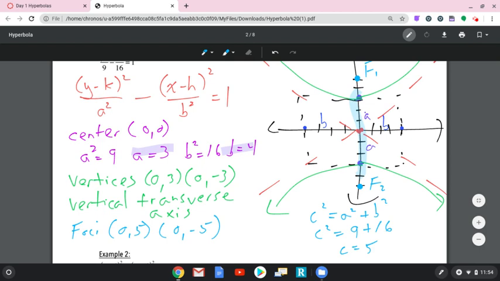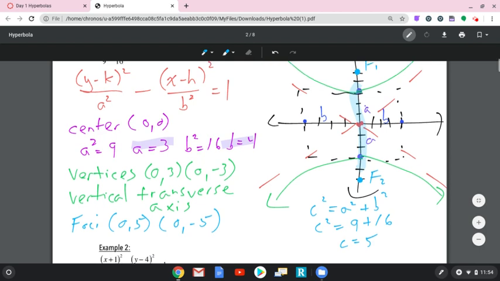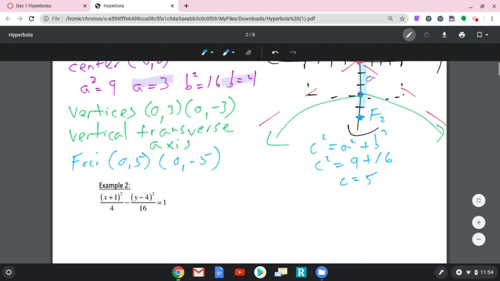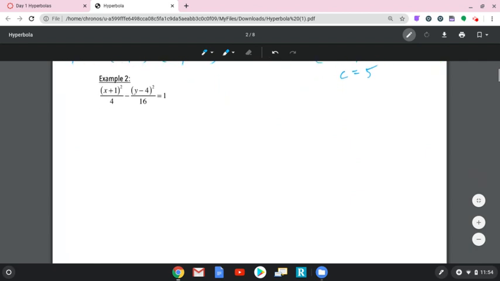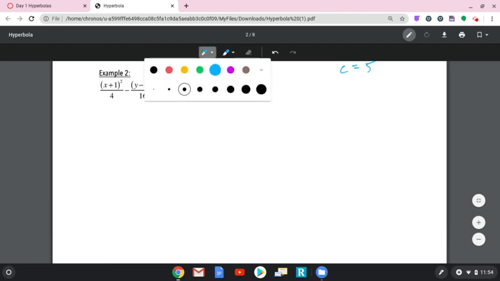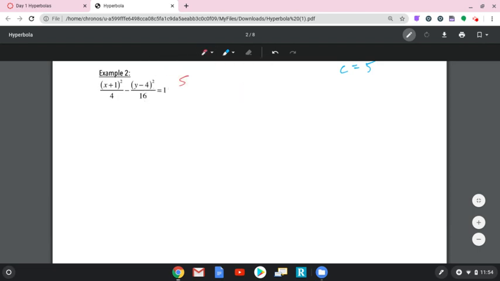All right, guys, let's take a look at our next one. Our center is slightly different in example 2. So let's take a look. I have to first identify if it's up and down or side to side. Now in the hyperbola, whatever variable comes first identifies that. So I know right off the bat, this is side to side because x is first. So that's great.